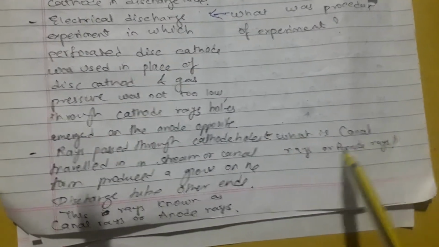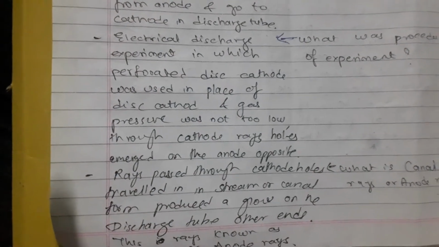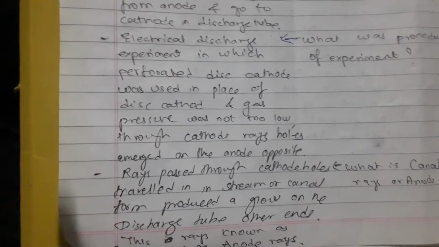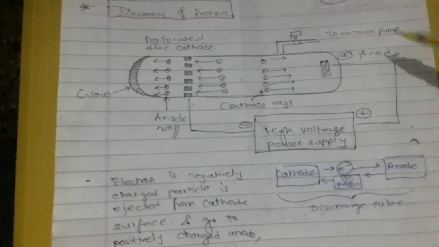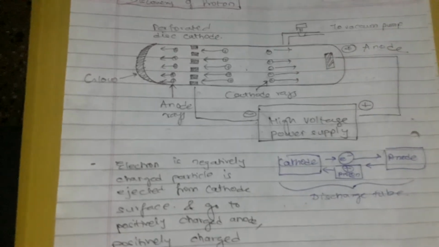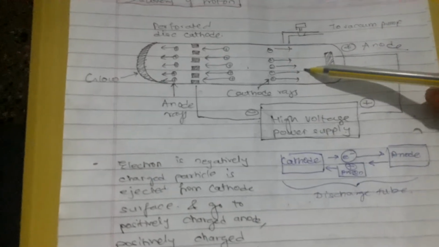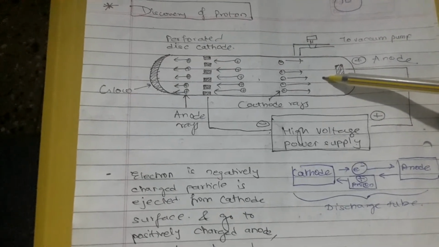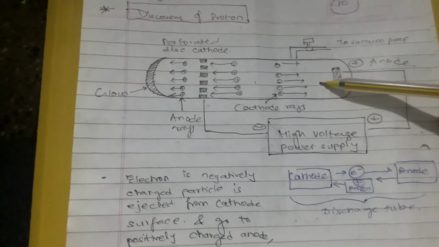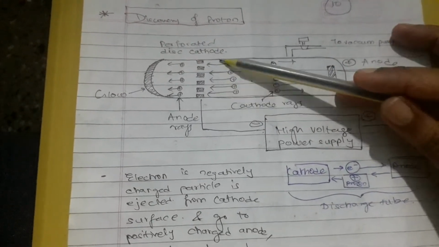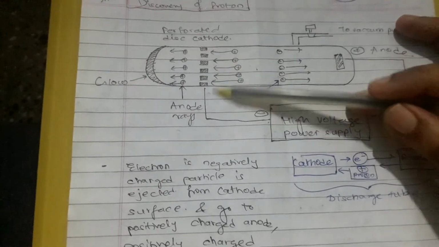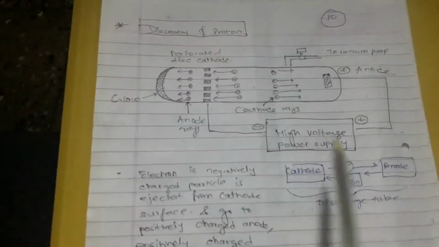Then what is canal ray or anode ray? So I hope you understand the difference between the discharge tube experiments. From the earlier one, electrons were discovered, and the difference between this design and that one is that the gas in this tube, to study the protons, is not at much lower pressure than in the discharge tube experiment. And the cathode used, obviously negative in charge, is a perforated disc, not a full complete disc, so that positive charge from the anode gets passed through this cathode.